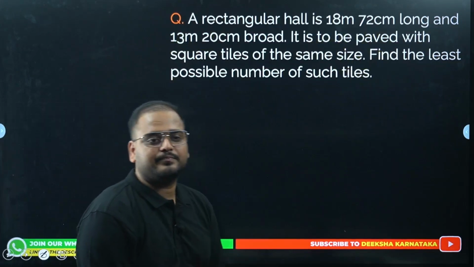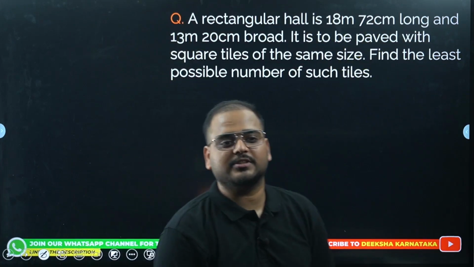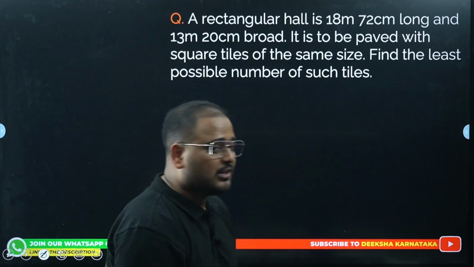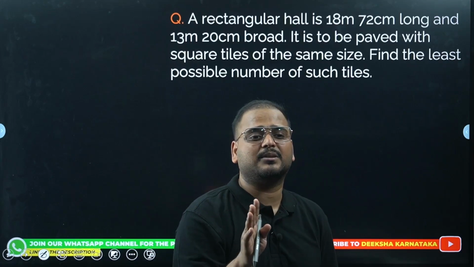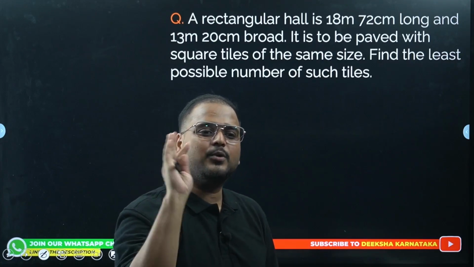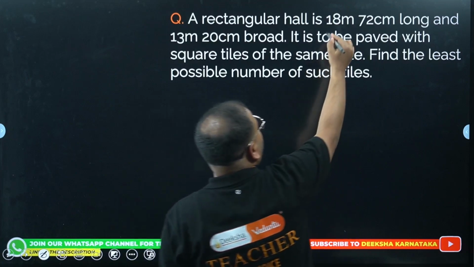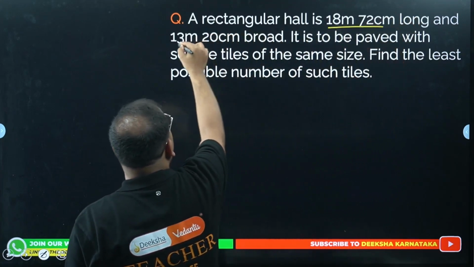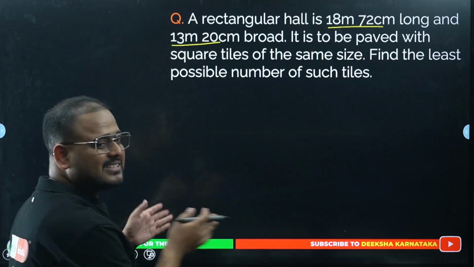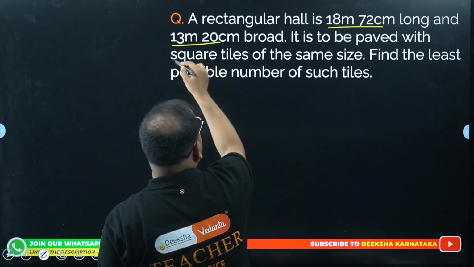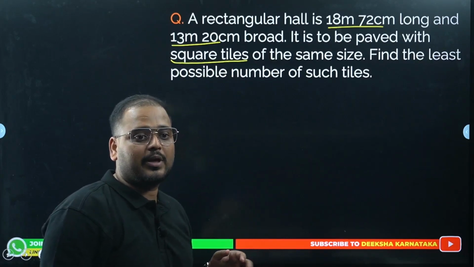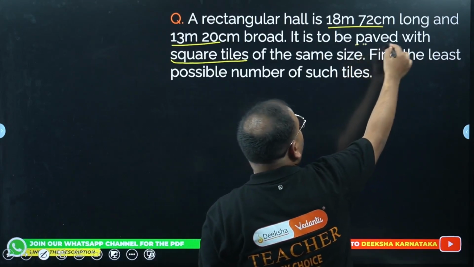Now again our problem. I've taken good questions today, so we'll have fun. A rectangular hall, dimensions are given. There are two units given here, meters and centimeters. To do any operation, let's convert into one format. Why put a decimal? We'll use centimeters only. So the dimensions are 18 meter 72 centimeter and 13 meter 20 centimeter. What is the job? The job is paving the tiles. We're going to use square tiles to fill the rectangular hall.